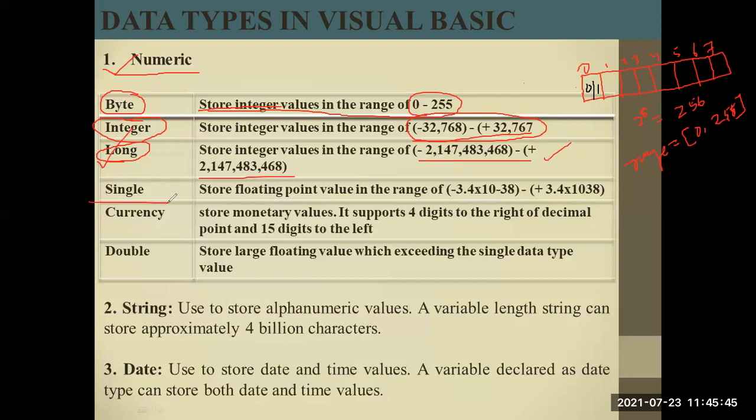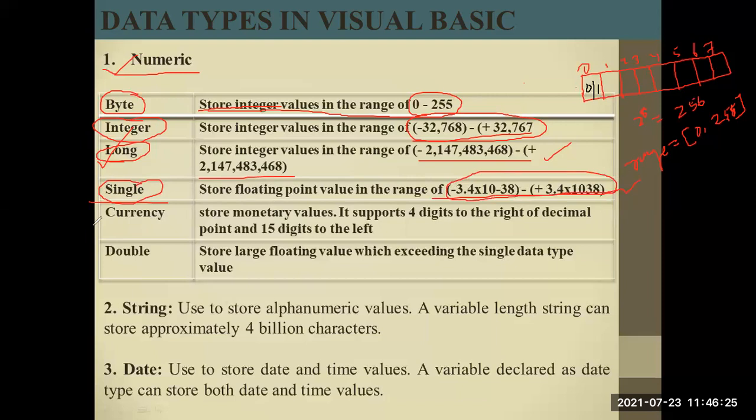Similarly, the single data type is used for storing floating type values. Whenever it is required to store decimal values, you will go for these floating type variables. Now let's see which range you can go for.